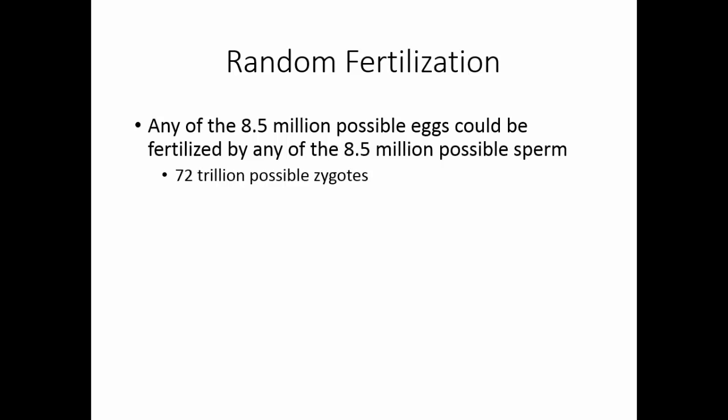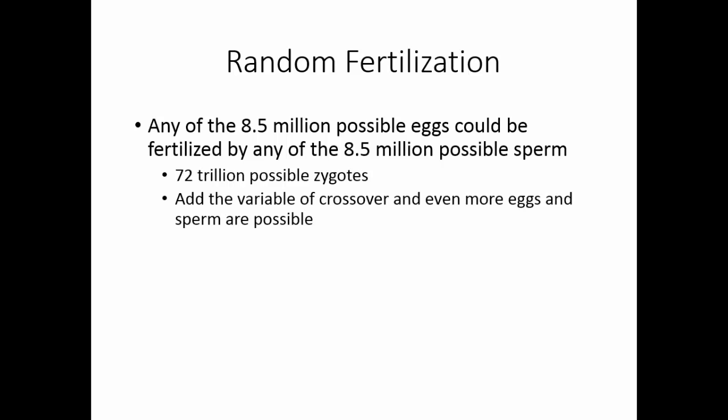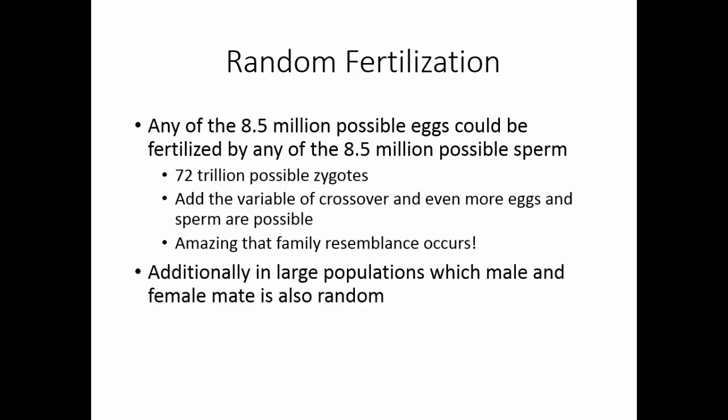If you do the math, that means there are 72 trillion possible zygotes that could occur. Add the variable of crossover, and even more egg and sperm variations are possible. It's a wonder that families resemble each other at all. Add to this that in large populations, males and females mate randomly. There is no pre-selection of which male will mate with which female.